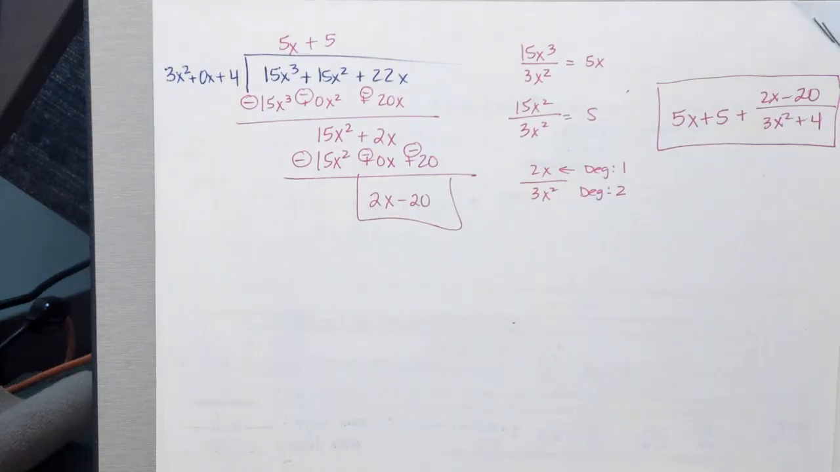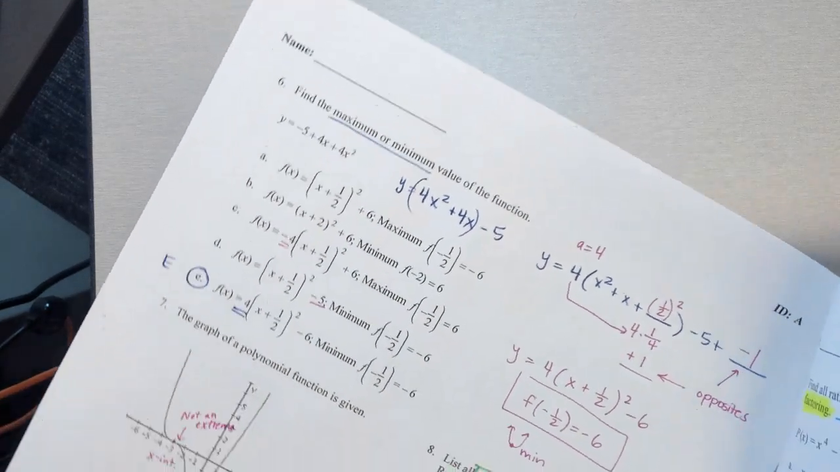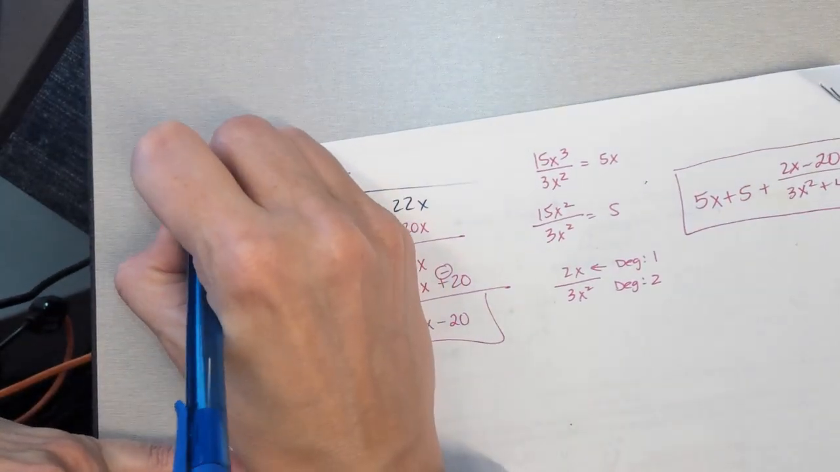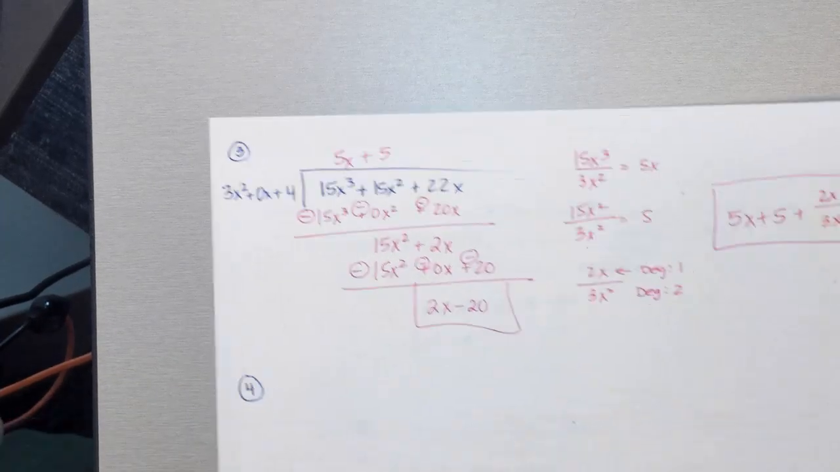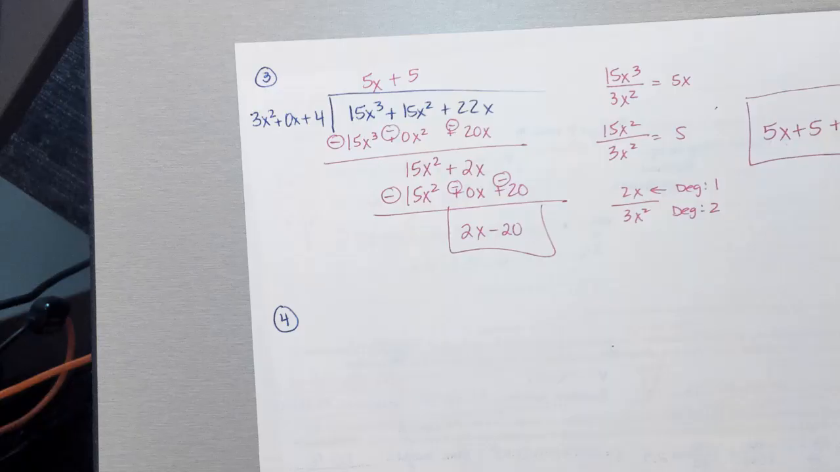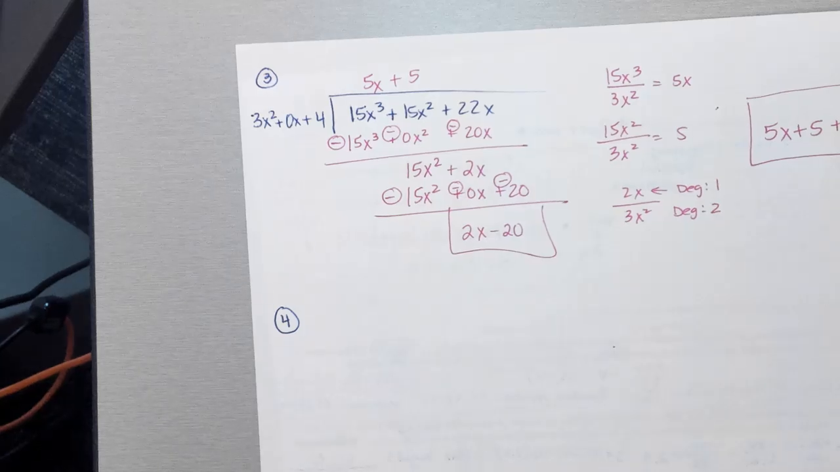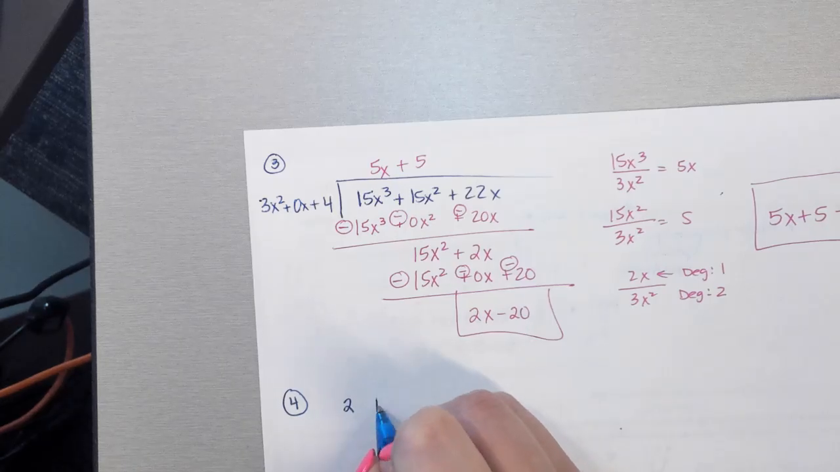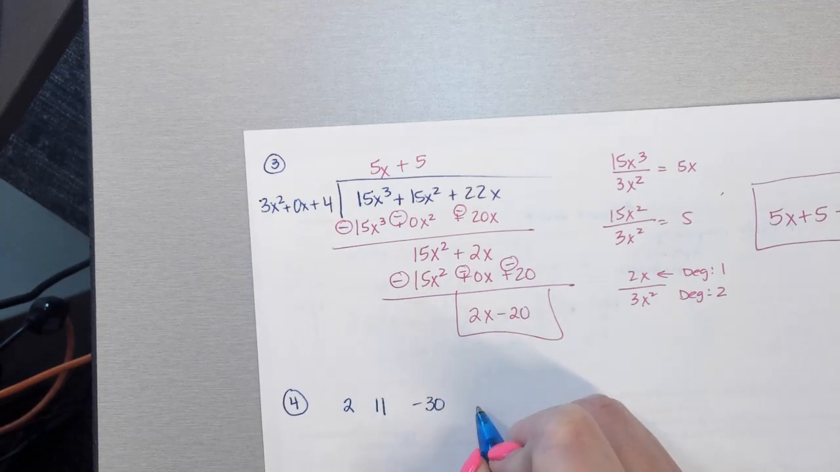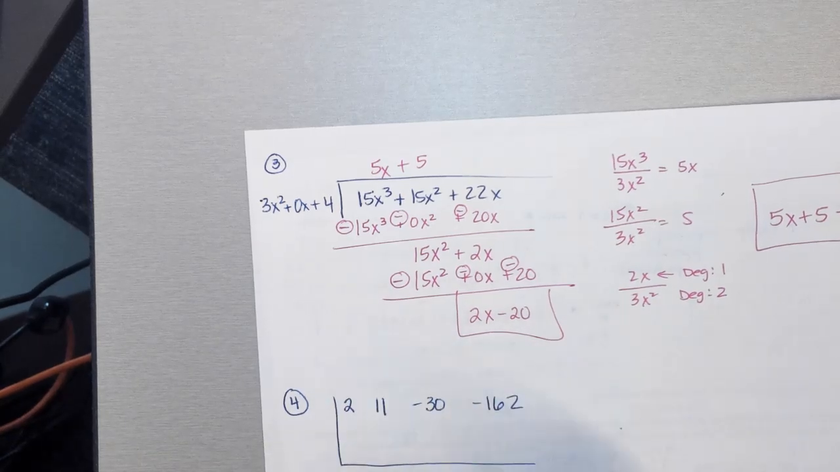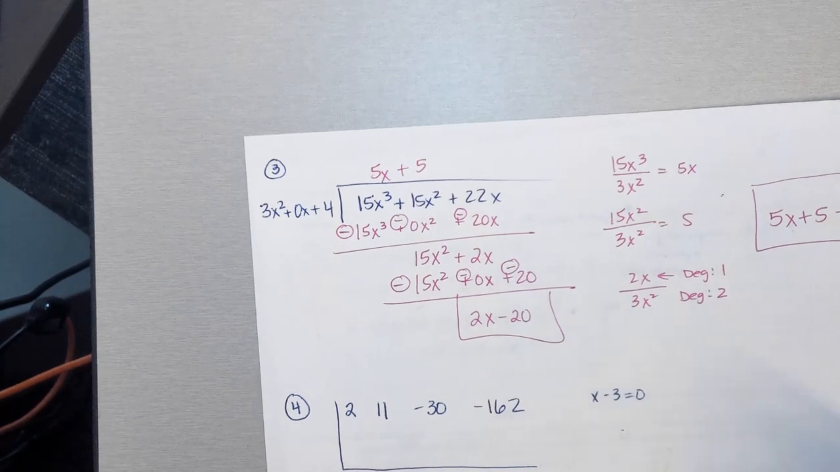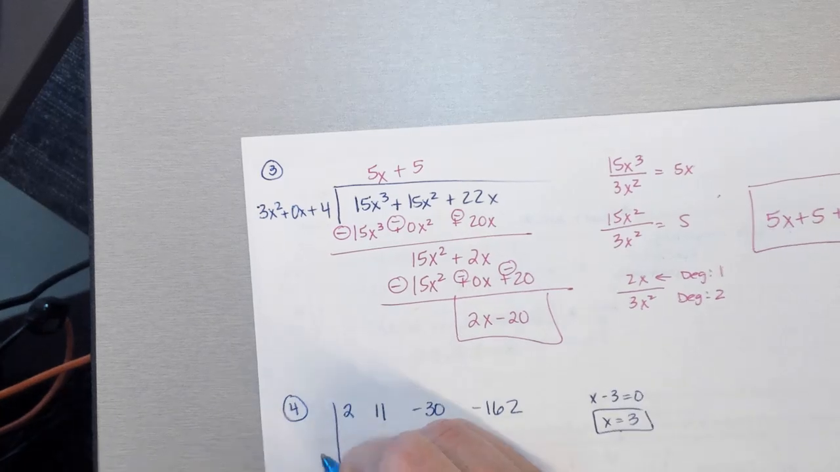All right, and then the next one says divide using synthetic division, write your answer in alternate form. What's really nice is when it says write it in alternate form, that is your clue of how you're going to write your final answer there. Okay, so you have 2x cubed, 11x squared, negative 30x, negative 162. Okay, and then if it is divided by x minus 3, remember you set that equal to 0, and then 3 is going to be your value here.